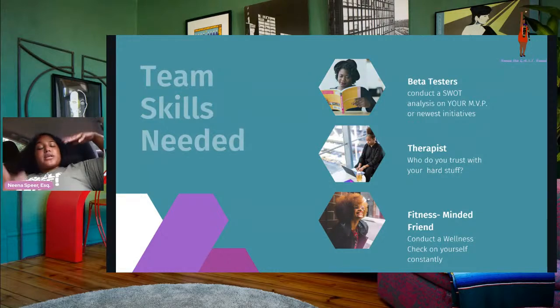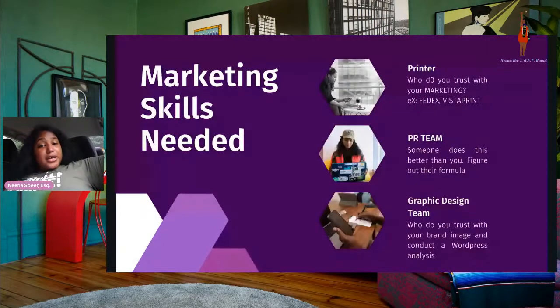Next, you need marketing skills. Somebody who can get your printing, okay? Maybe someone works at a place where they get printing for free. You need a PR team, someone who knows the formula, okay? Because I don't. You need a graphic design team, someone who can do y'all's company imagery and you guys don't have to worry so much about it and give you the analytics of that, okay? That needs to be a person on your team, okay?